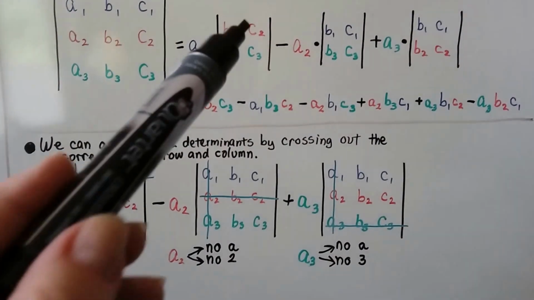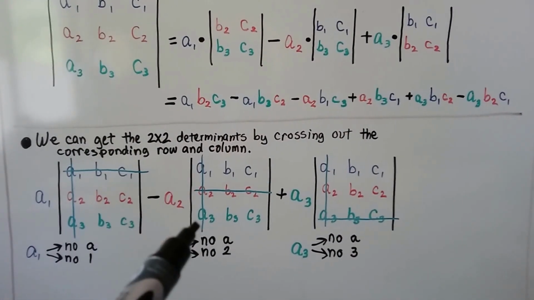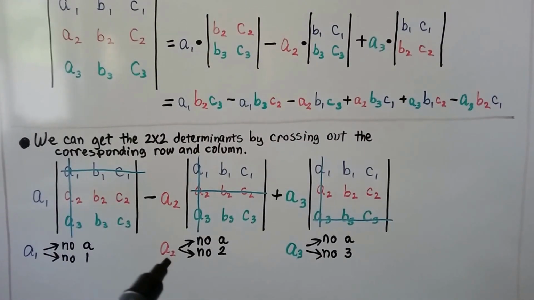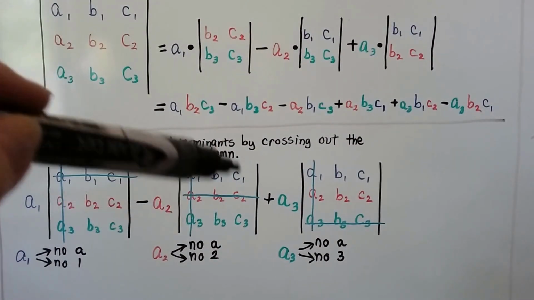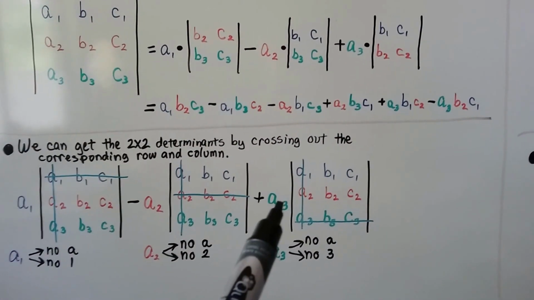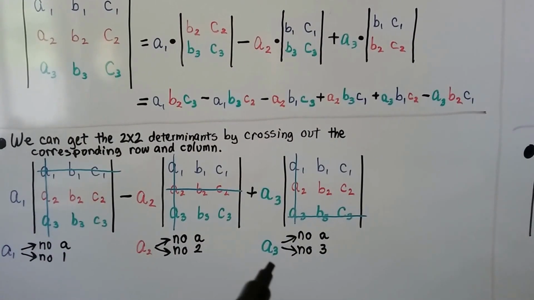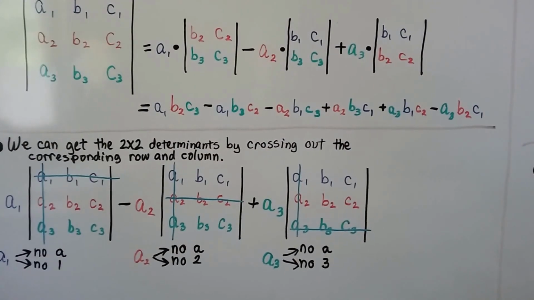See? Same thing. For the a sub 2, there's no a's allowed and there's no 2's allowed. So it looks like it's crossed out like a T. See that? And that's how we got these. See? Same thing. For the a sub 3, there's no a's allowed and there's no 3's allowed. See? So we ended up with these. See? So that's how I got those 2 by 2s. All right?